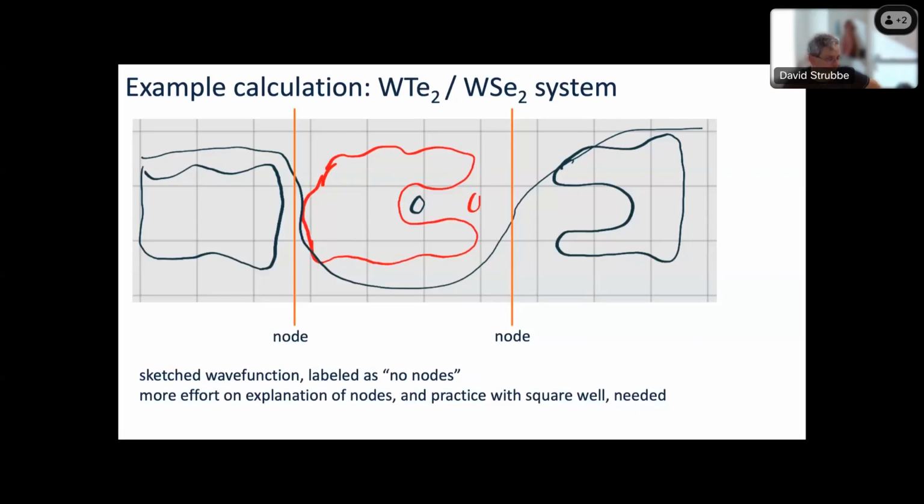Here's an example from one of the individual calculations that I had them doing. This is actually WTE2 and WSE2. In this case, the student actually did find a sign change, going from blue to red to blue, so we have nodes in the middle there. This is actually correct for the envelope function, but evidently some more effort on the concept of node is needed, as the student had actually labeled this as known nodes.